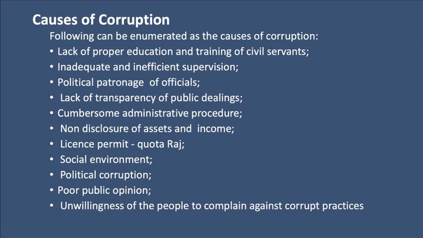Now, causes of corruption. Following can be enumerated as the causes of corruption: lack of proper education and training of civil servants, inadequate and inefficient supervision, political patronage of officials, lack of transparency of public dealings, cumbersome administrative procedure, non-disclosure of assets and income, license permit quota raj, social environment, political corruption, poor public opinion, unwillingness of the people to complain against corrupt practices.